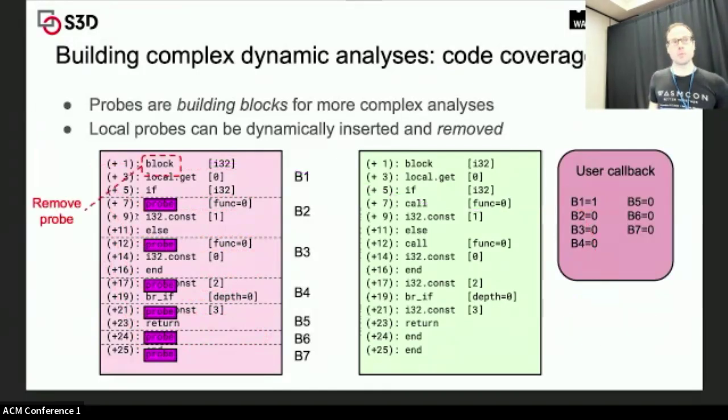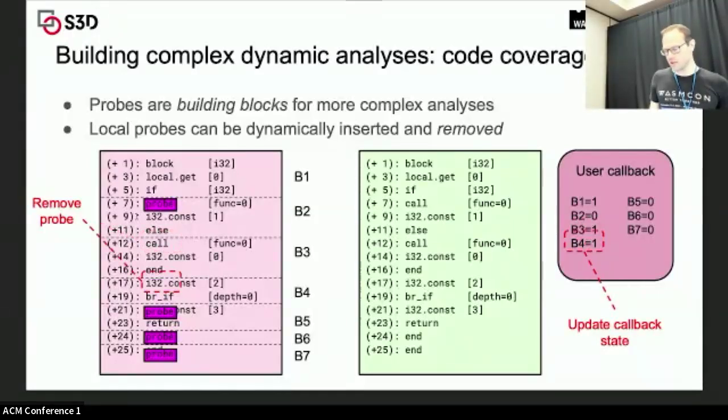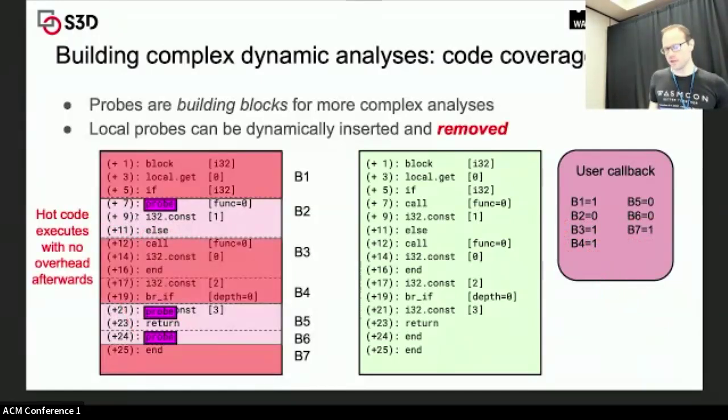And then, because we can remove them, we can remove the probe because we only need to record that a block has been executed once. And so as the program executes, it magically removes its overhead by removing the instrumentation, and eventually we get to the point where all the paths that have executed have removed their instrumentation, and the hot code, which repeatedly executes, doesn't have any overhead. So you asymptotically approach the performance that you would have without instrumentation.